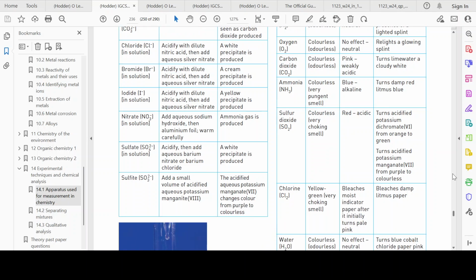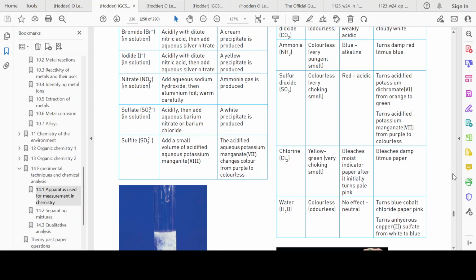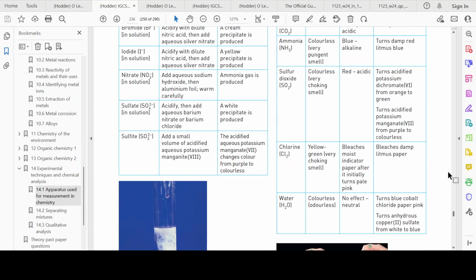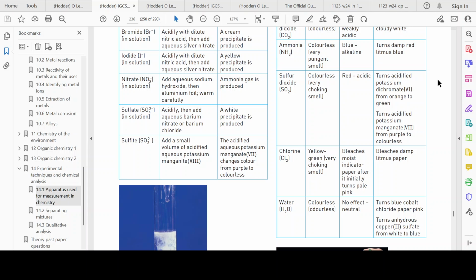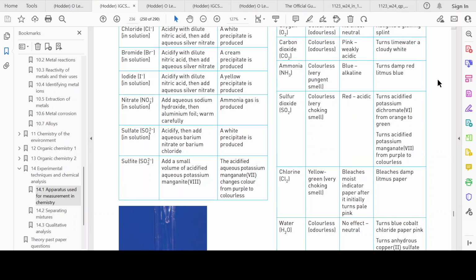Carbon dioxide we covered, ammonia we covered, sulfur dioxide, right? It is colorless and has a very choking smell. It's very unpleasant. It gets to your throat as well. It turns moist indicator paper red, which means it's acidic. So red is acidic. If it's turning blue, it means it's alkaline. So ammonia turns the indicator paper blue, right? For carbon dioxide, because it's weakly acidic, it's not going all the way red, it's just going pink, slightly.